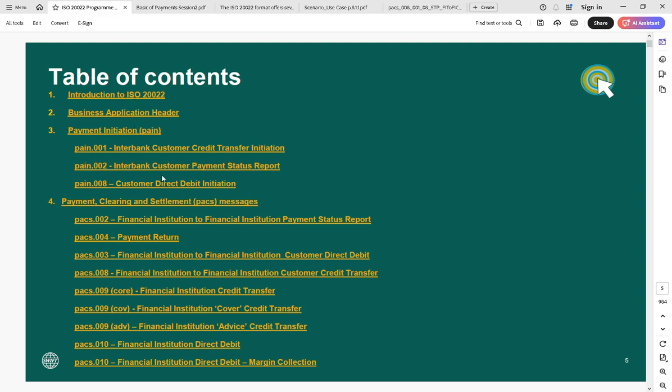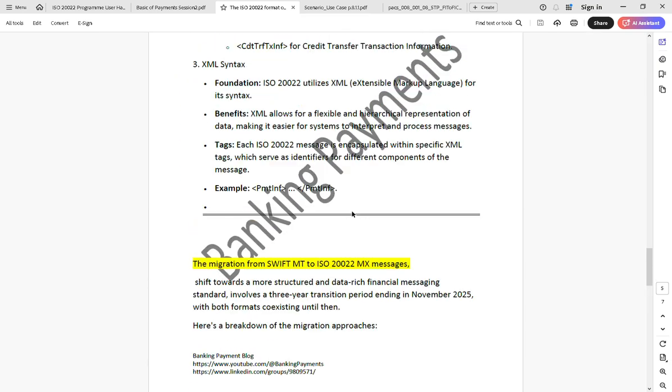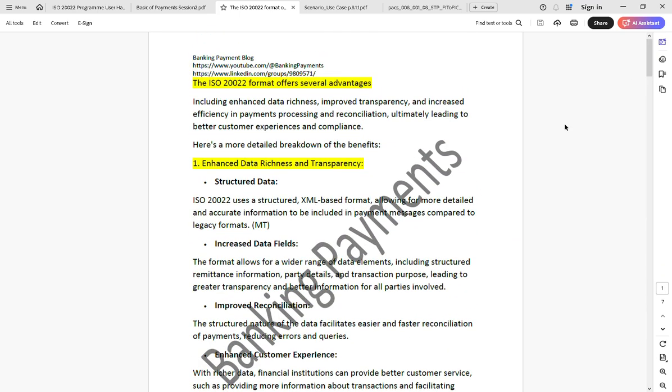Okay, just a minute, I have just closed one presentation and I want to share that as well. Yeah, this one. This is another basic presentation which helps us to understand the ISO messages.